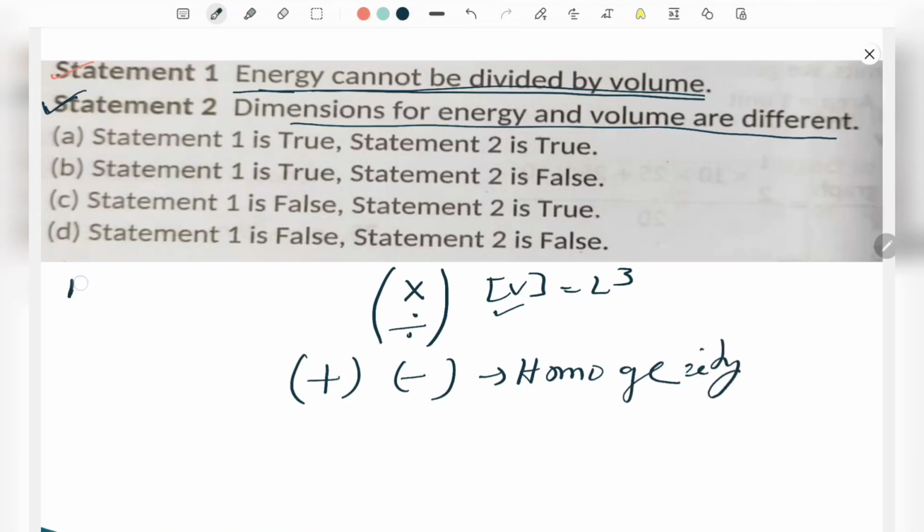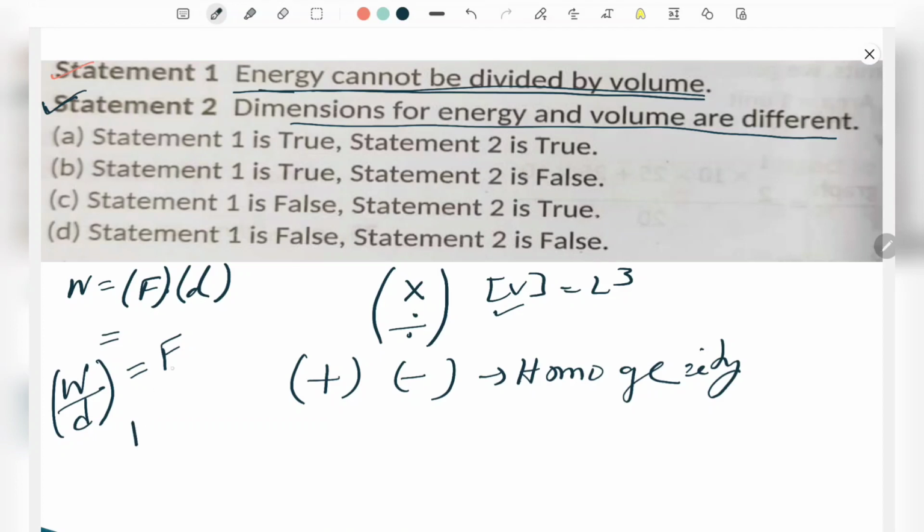The example of work done, which is force into displacement. Here we are multiplying a quantity that has a different dimension with another quantity that has a different dimension. Or if we reverse this, work over displacement is force, so we can also divide them. A more practical example is the definition of power, which is work done per unit time. So here work done and time both have different dimensions, but the division of them gives us the definition of power, so there is no problem with that.